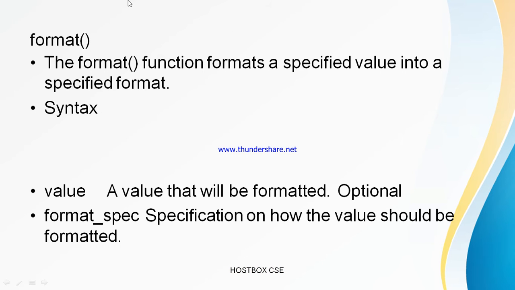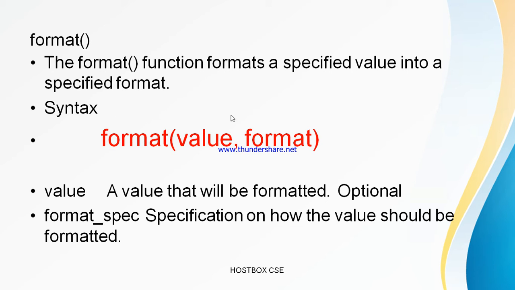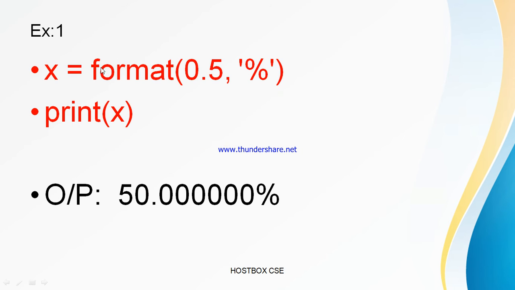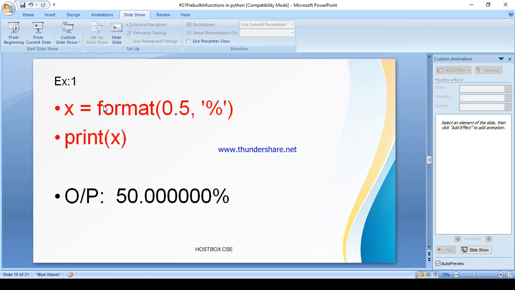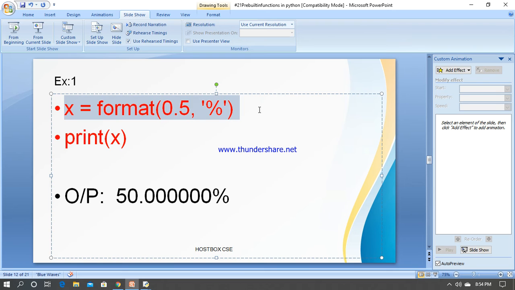The next function is called format. The format function generally formats a specified value into a specified format. The syntax is format of value comma format, where value is the parameter that will be formatted, and the format specification is optional, which says how the value should be formatted. For example, if you give a percentage for 0.5, it will give a percentage format. I specify the variable x equal to format of 0.5 comma percentage, like that.